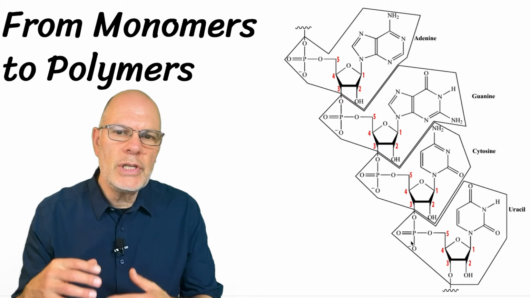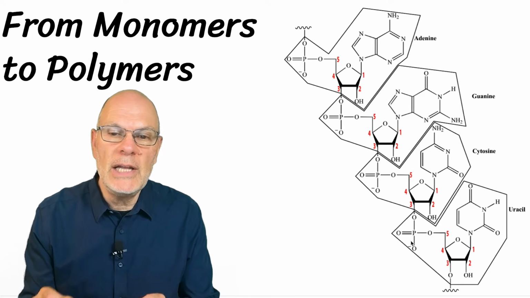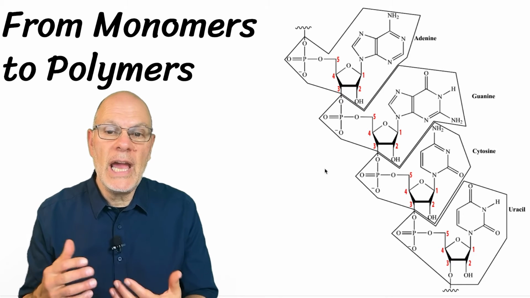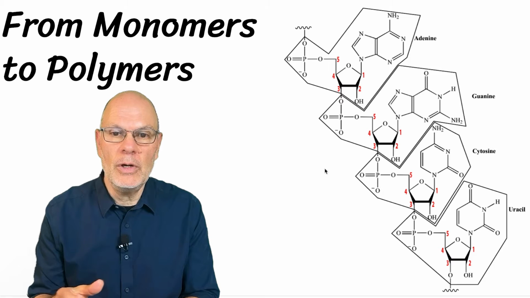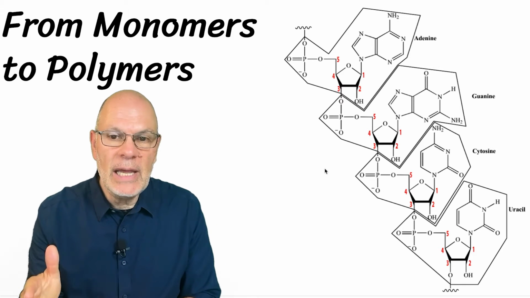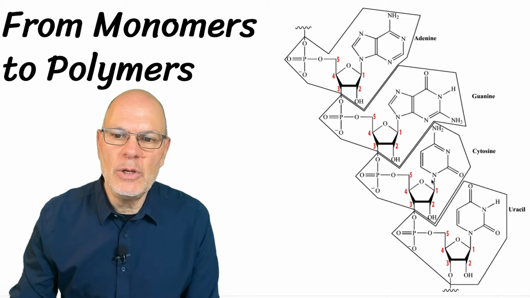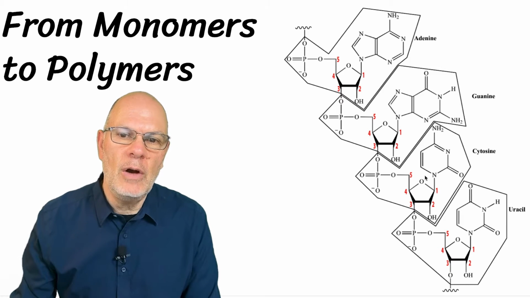So we've introduced the monomers, the nucleotides that make up DNA and RNA. And now what we're going to do is see how they form polymers. What we see is the same in both RNA and DNA. Here we're looking at RNA, and you can tell because we have uracil over here.